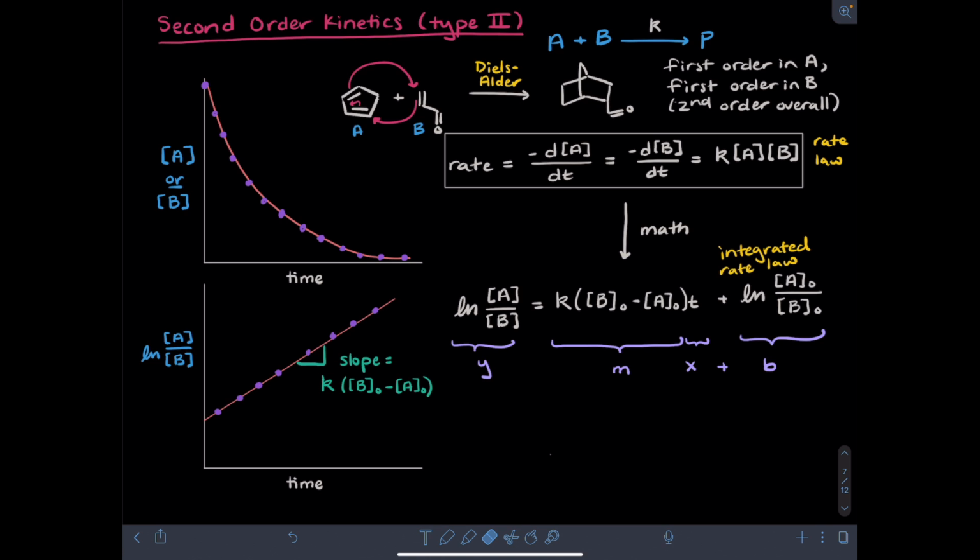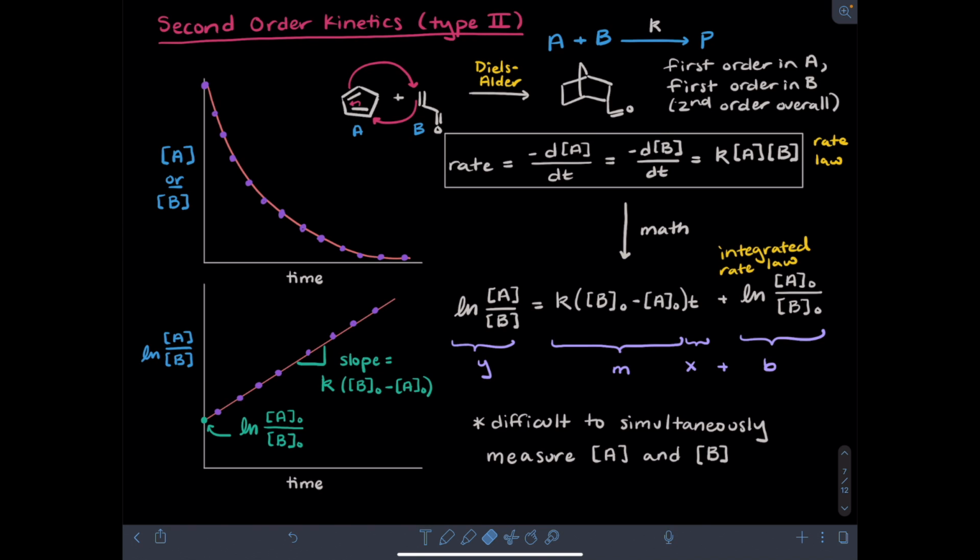The slope in this case is more complicated. It's your rate constant times the initial concentration of B minus the initial concentration of A. And your intercept is the natural log of the starting concentration of A divided by the starting concentration of B. Notice this is already looking messier than what we've seen previously. Add that messiness to the fact that it's difficult to simultaneously track and measure the concentration of A and B at the same time, and you'll begin to think maybe there's a better way of doing this.